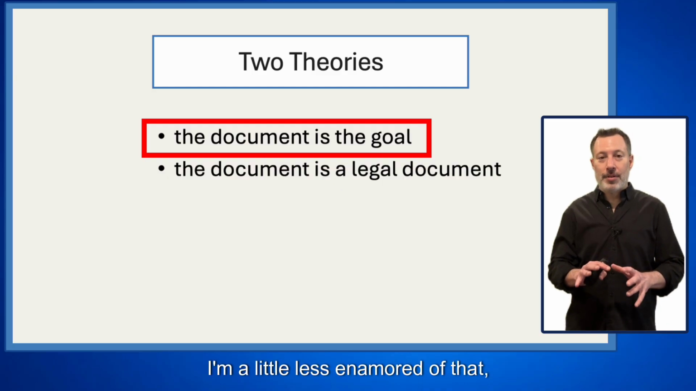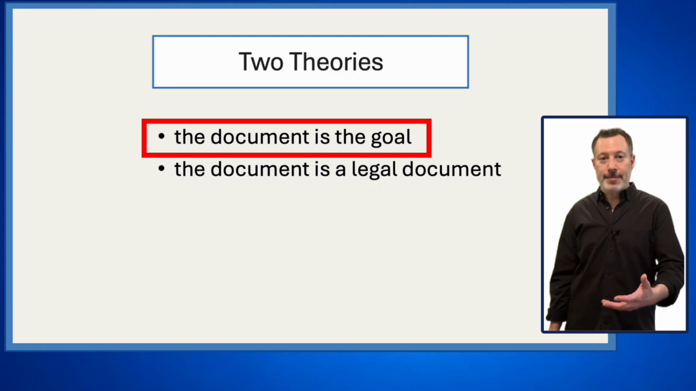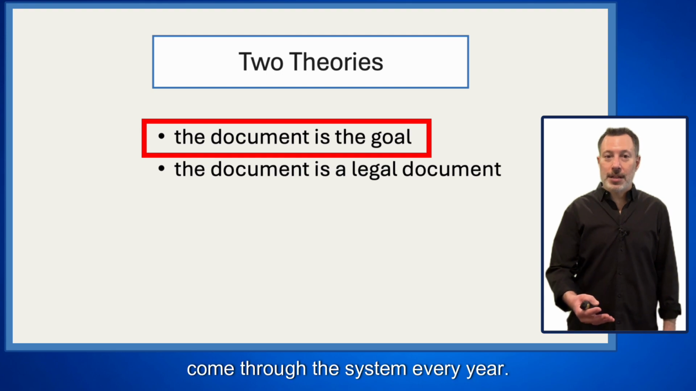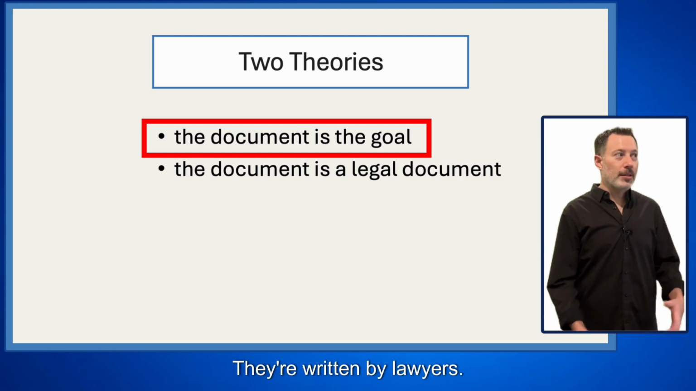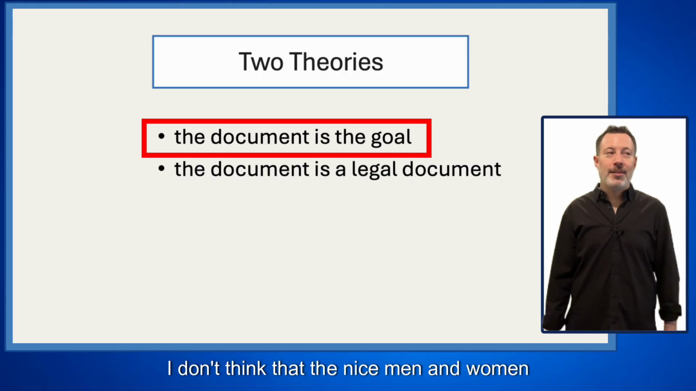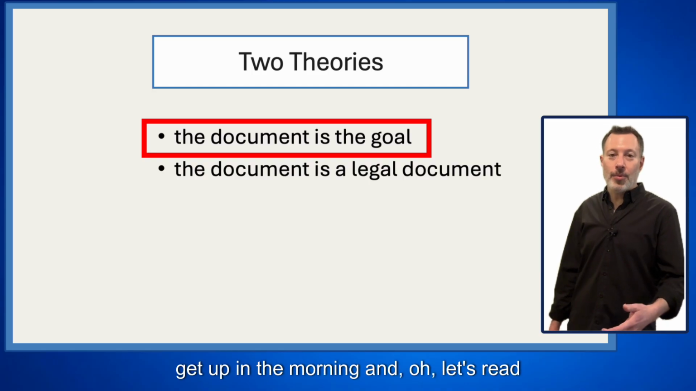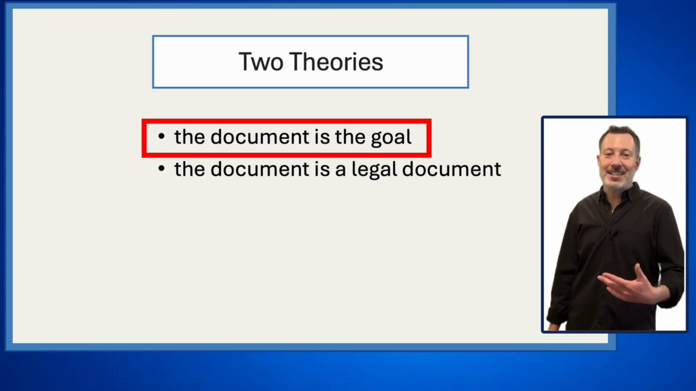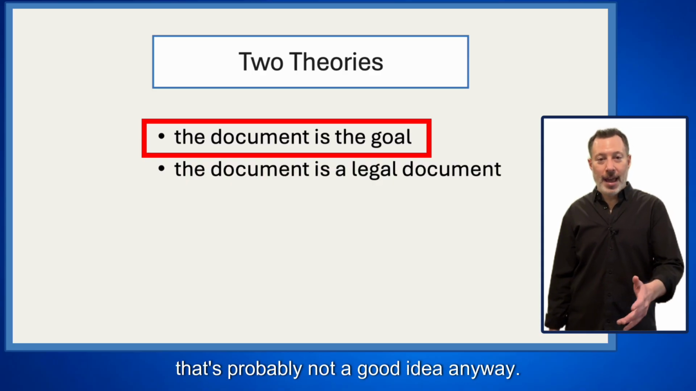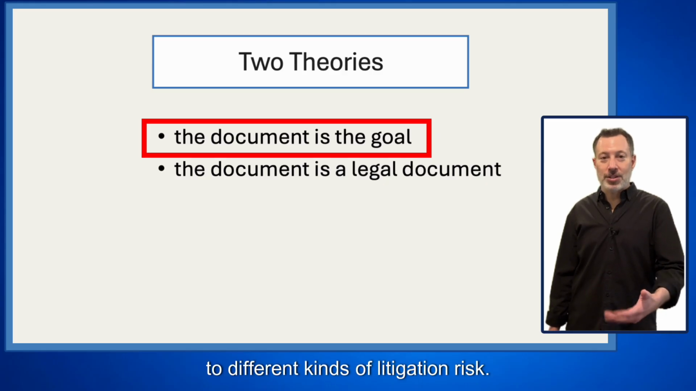I'm a little less enamored of that, mainly because I don't believe that anyone's reading these documents. We have like 500,000 patent applications come through the system every year. They're written by lawyers. They're kind of impenetrable in some ways, even if you know what you're reading. I don't think the nice men and women who are researchers at NVIDIA get up in the morning and say, oh, let's read the latest patents. That doesn't make sense to me. And there are a whole bunch of reasons why that's probably not a good idea anyway. Reading the patents might expose you, it turns out, to different kinds of litigation risk.